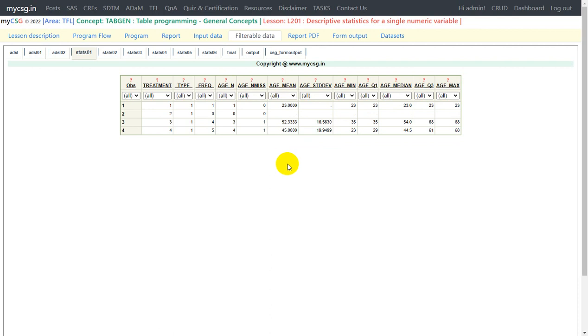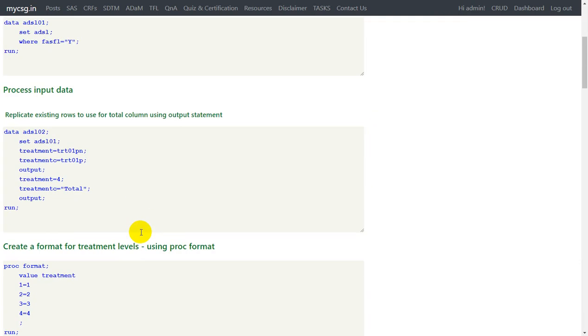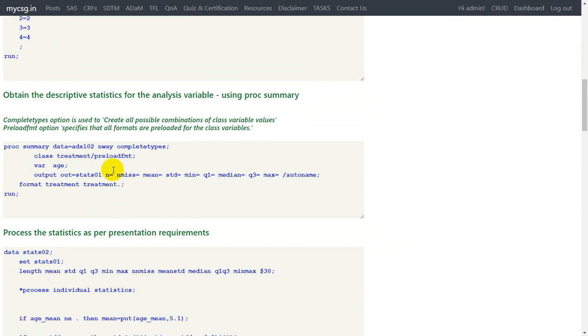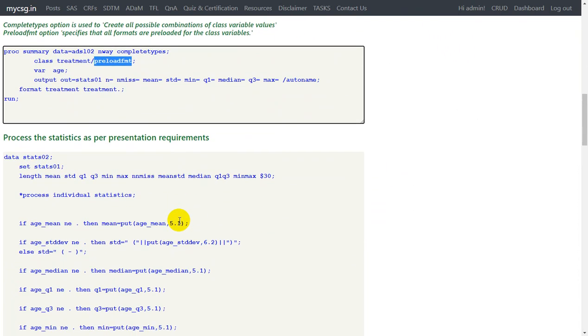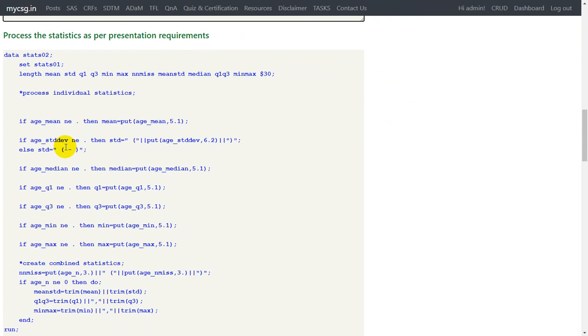So if we do not use the auto name option, we can specify the names of the statistics after each statistic keyword which we are using here. So we can actually give the names manually here without using auto name. So now let us come back to the code and see what we have done in the next step.